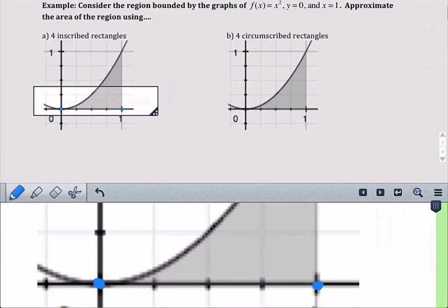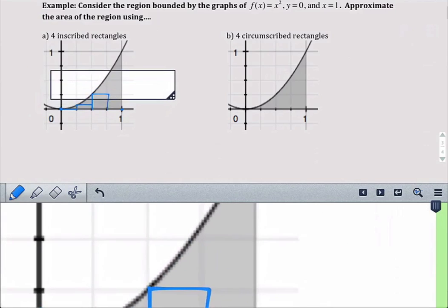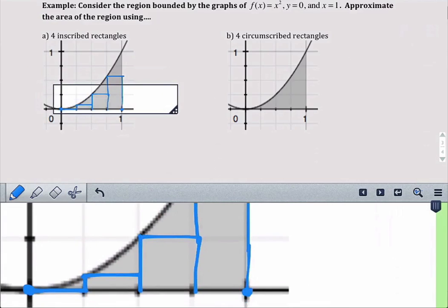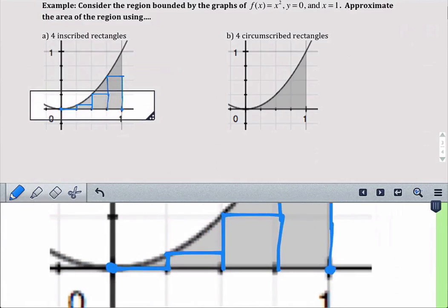All right. And so our first rectangle is just going to be underneath and actually has no height. And our second rectangle is going to go up to this point and then over. Our third rectangle will go up to this height and then over. And then our fourth rectangle will go up to this height and then over. Okay, now what we can do is add up the areas of all these rectangles, and we're going to get an approximation of the area under the curve.